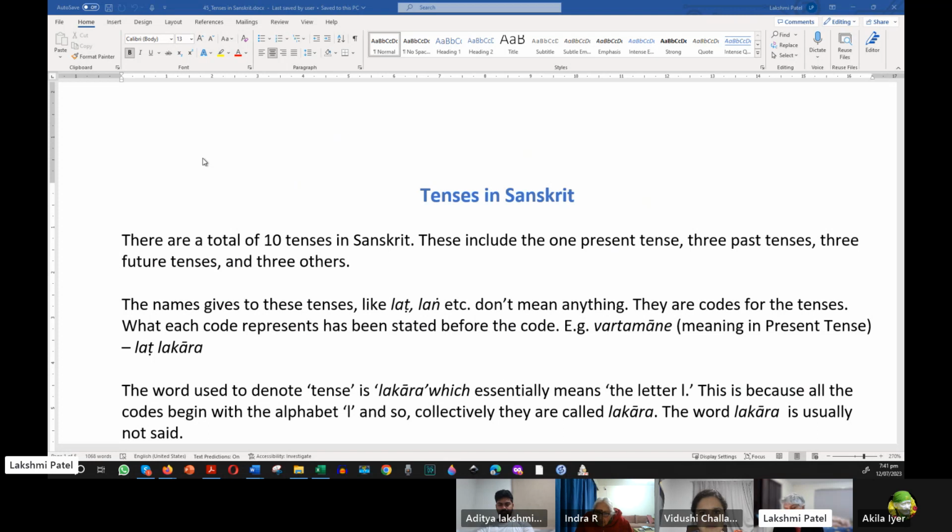So they would be said lat lakar, lang lakar, and so on. Usually the word lakar is omitted, but then how do we know what it means? So usually it will be stated before it. Vartamane lat. Vartamane means in the present. So present tense is known as lat. The word lakar is usually omitted.